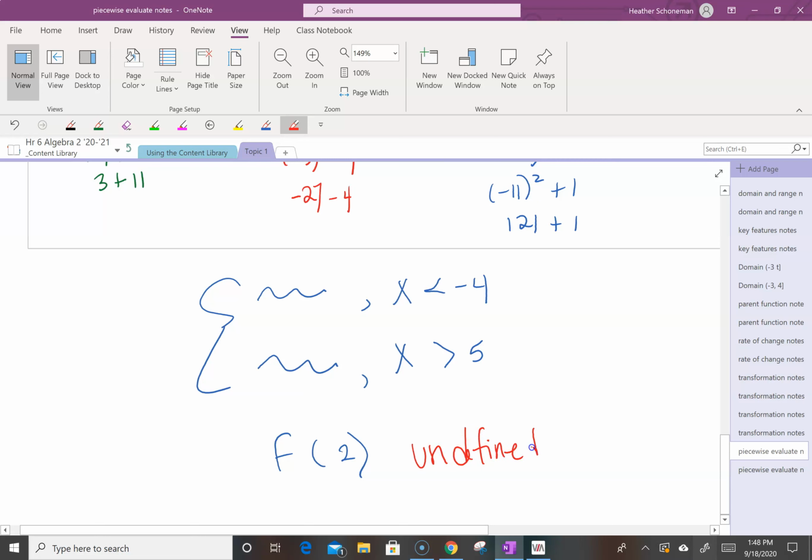This homework is in Delta Math. When you're putting in your answer, there's going to be an answer box. On the rare occasion that it's undefined, there is a button under the answer box that says undefined, and you can just click on that for your answer.